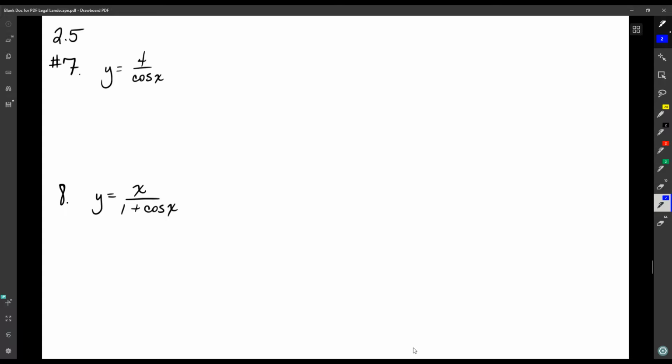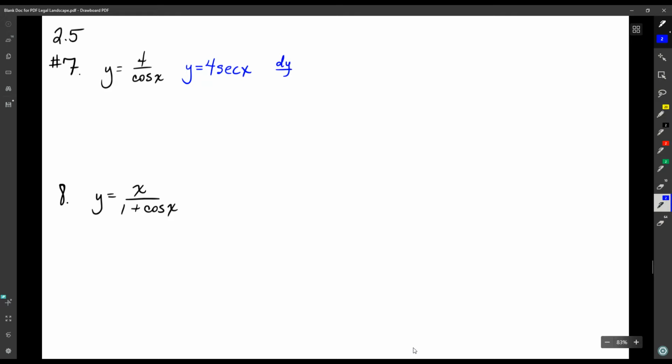Here are numbers 7 and 8 from section 2.5, where the directions are to find dy/dx. Let's start with 7. We have y equals 4 over the cosine of x. My first step would be to simplify this function by pushing the cosine of x from the denominator back up to the numerator with its reciprocal, and that means this function is y equals 4 times the secant of x.